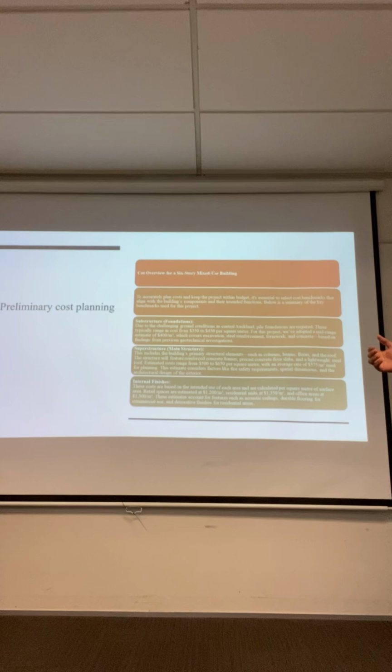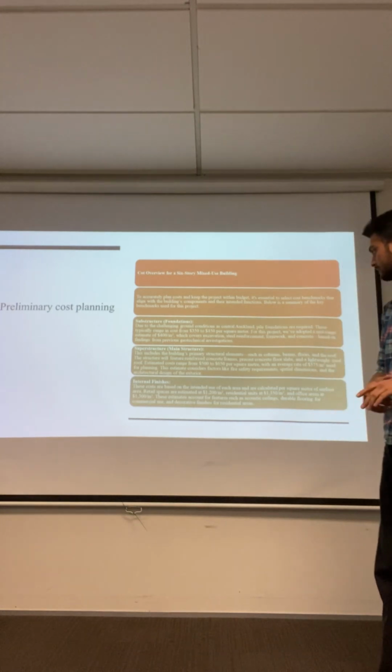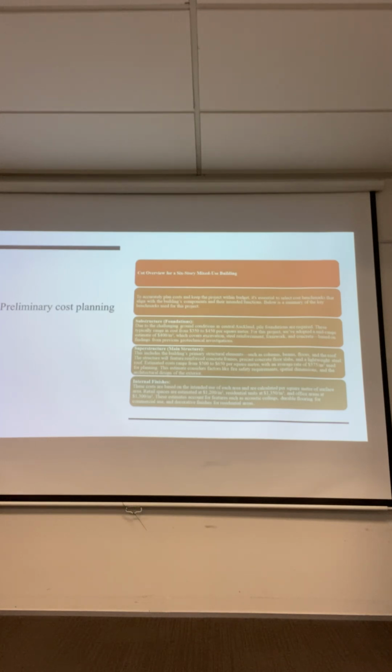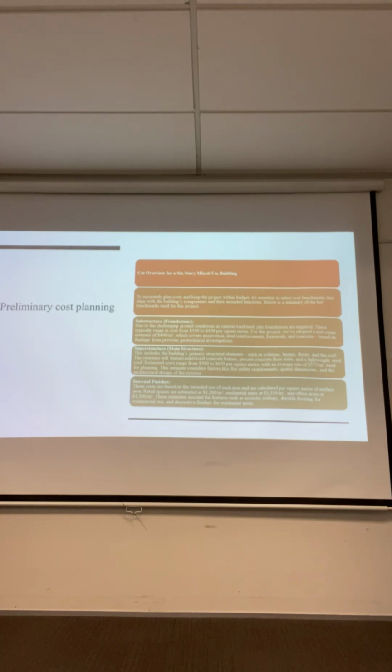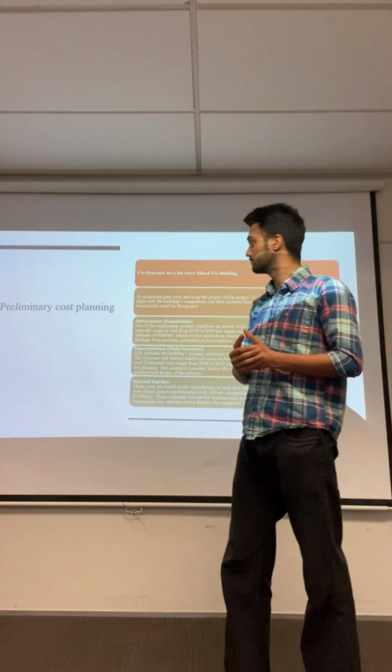These costs are based on the intended use of each area and are calculated per square meter of surface area. Retail spaces are estimated at $1,200 per square meter, residential units at $1,350 per square meter, and office areas at $1,300 per square meter. These estimates account for features such as acoustic ceilings, durable flooring for commercial use, and decorative finishes for residential areas.